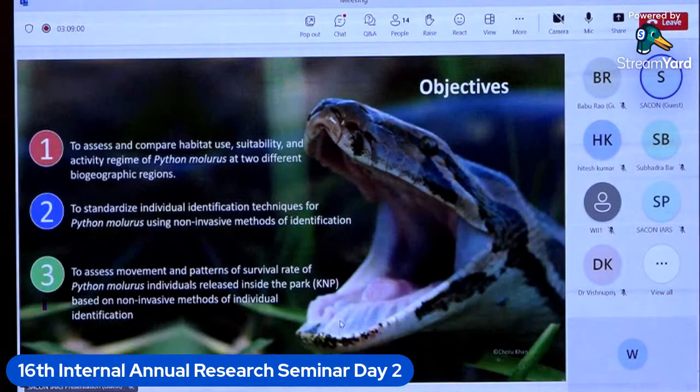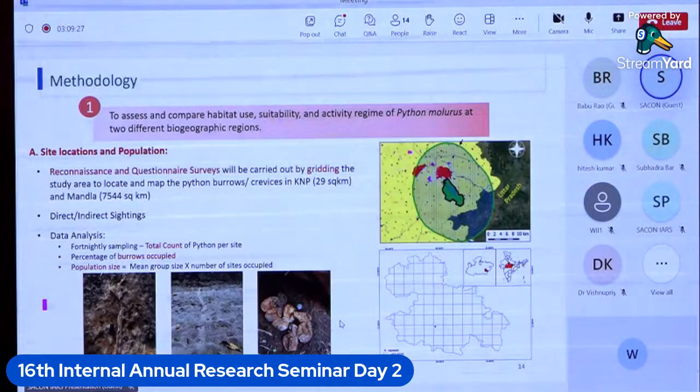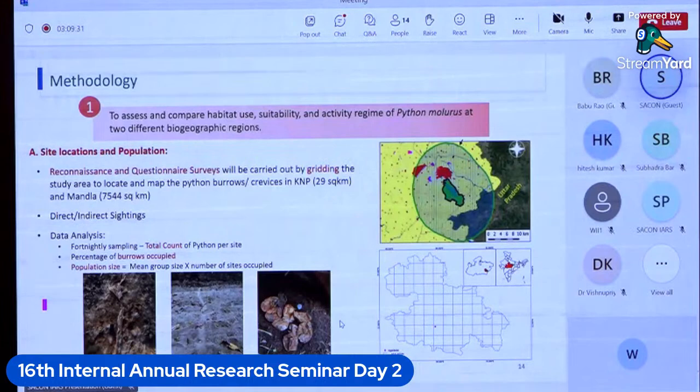So with this, the main objectives are to assess and compare habitat suitability and activity regime of pythons at two different biogeographic regions; to standardize individual identification techniques for pythons using non-invasive methods; and to use this technique to understand the movement and survival rate pattern of this species, specifically in Keoladeo National Park. Coming down to methodology, it will be carried out in both regions, Keoladeo National Park as well as the Jabalpur Forest Circle.